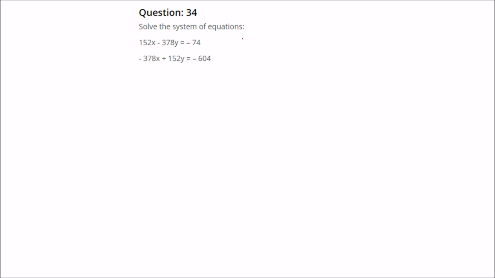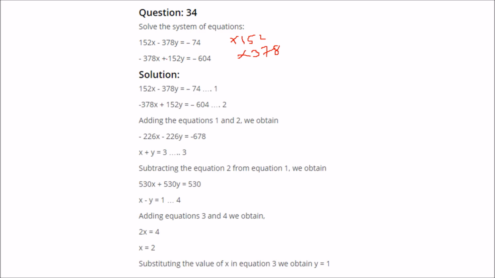Even if we try to multiply, say I multiply this by 152 and this by 378, these numbers will be huge. That will not be feasible when we actually solve it using pen and paper. So the best way is first to add these two equations.